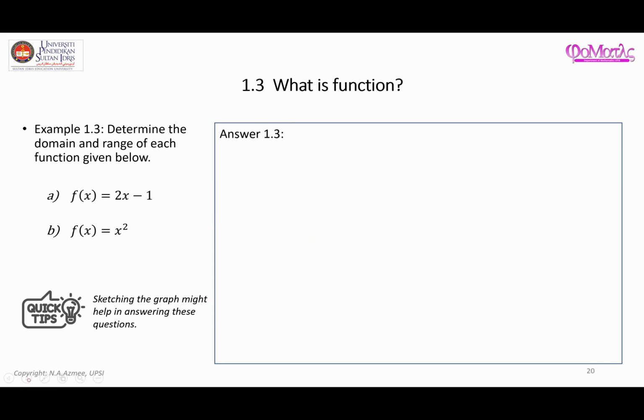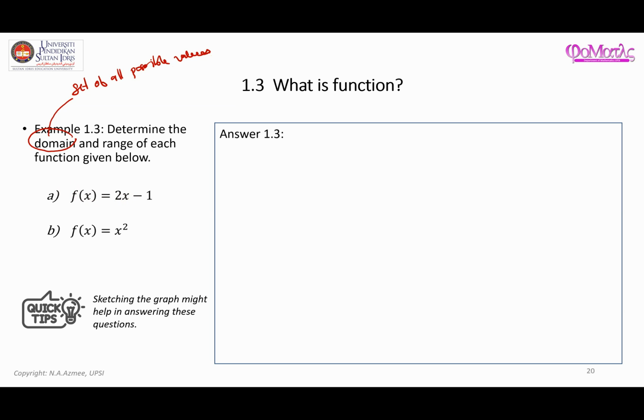Okay, next, given these two functions here, determine the domain and range of the function given below. So again, let us recall what is the definition of a domain. Domain is the set of all possible values, which means the values that this function can take, all the values of x such that this function is going to be working just fine.